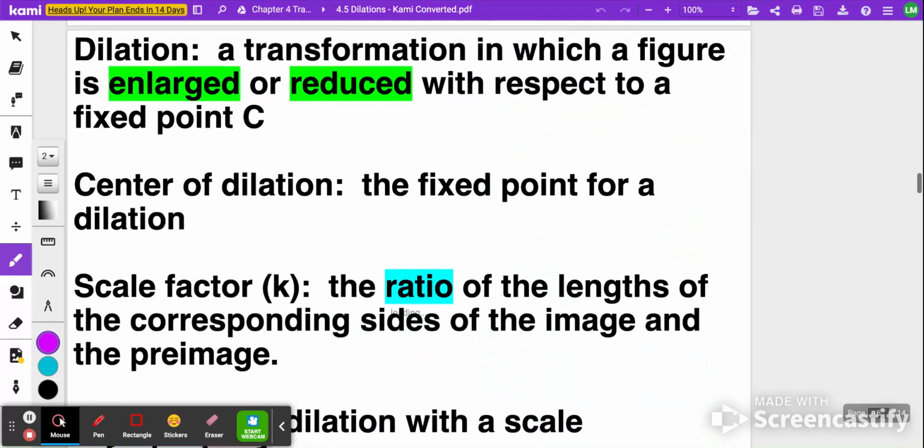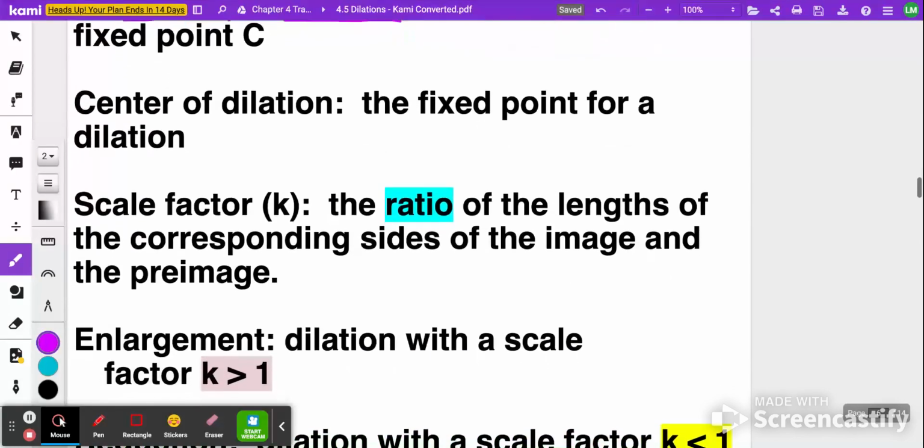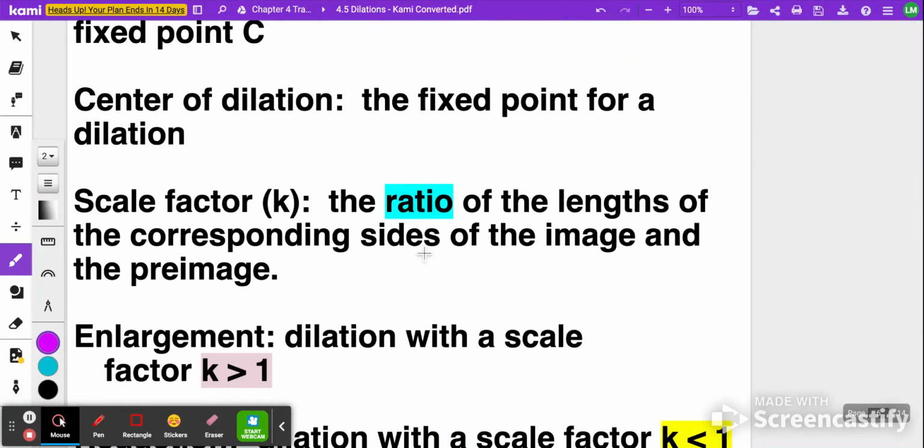The first thing we want to talk about are all of our vocabulary terms. A dilation is when a transformation is enlarged or reduced with respect to a fixed point C. The center of dilation is that fixed point of dilation. The scale factor is a ratio of the lengths of the corresponding sides of the image and the pre-image. So the image is the new and the pre-image is the original.